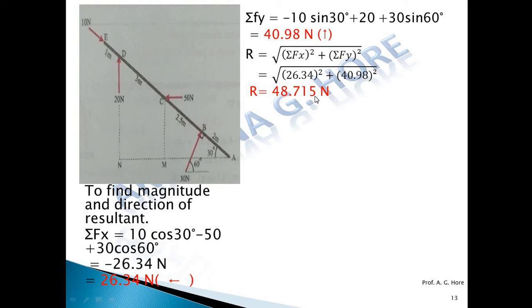Now to find out the direction, tan theta is equal to summation Fy upon summation Fx. Put those values in this formula. So theta is equal to tan inverse of that quantity, and that gives theta equal to 57.27 degree, and it is in the second quadrant. Why is it in the second quadrant? Because observe the sign of summation Fx is minus and summation Fy is plus. Minus plus comes in which quadrant? That is the second quadrant. That's why R is in the second quadrant.